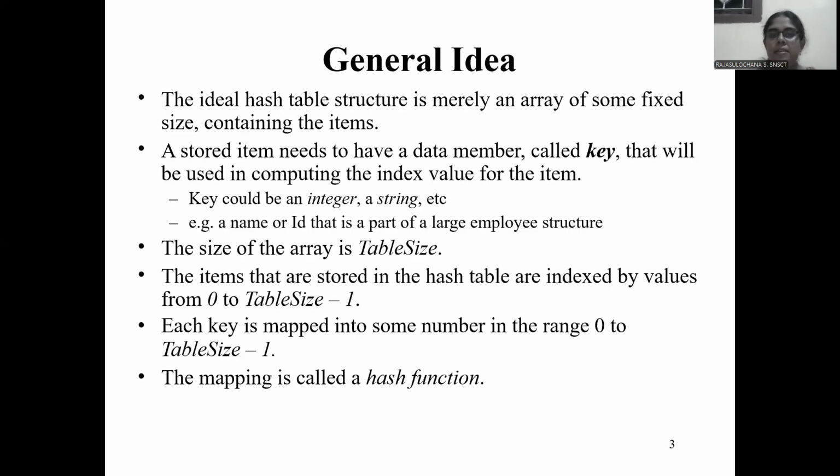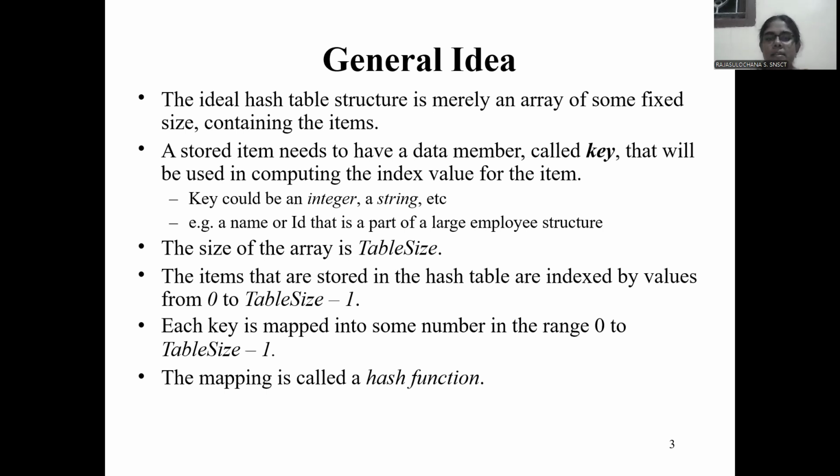So the ideal hash table structure is an array of some fixed size, where the array consists of a list of items. Each item is associated with a data member called a key, which is used in calculating the index value of that particular item. This key can be an integer or a string or any data type. For example, a name or an ID which is part of a larger employee structure. In DBMS, we have a primary key, right? So key is similar to a primary key or a super key like that.